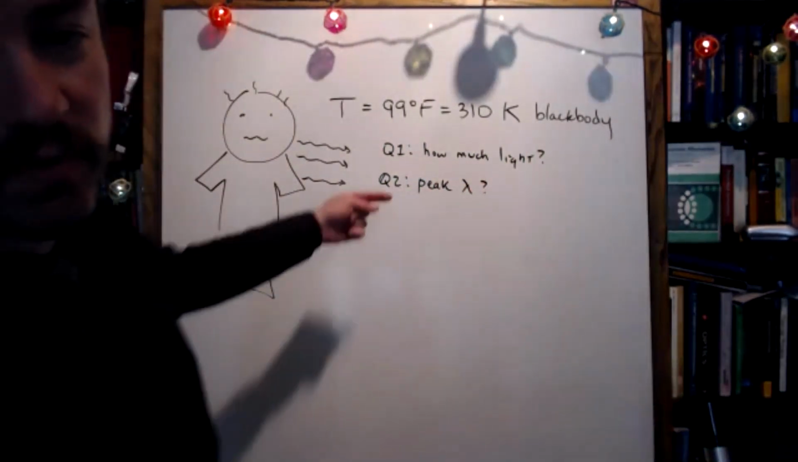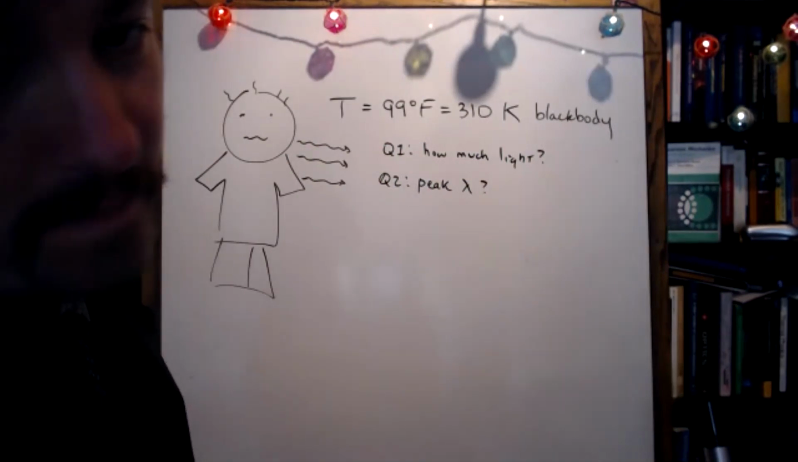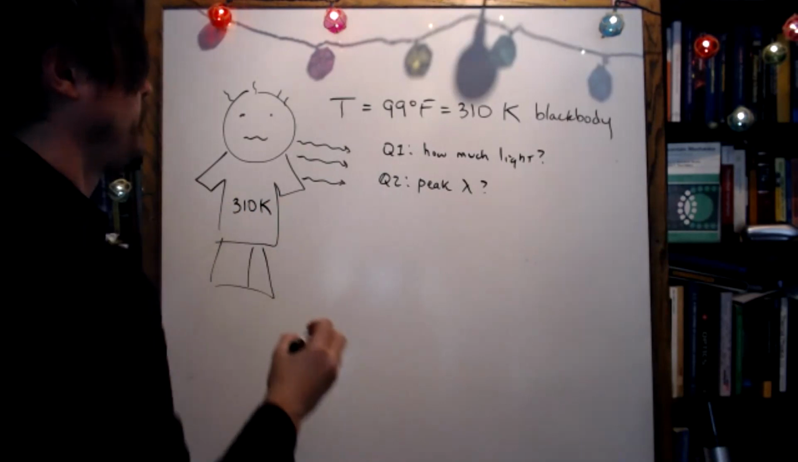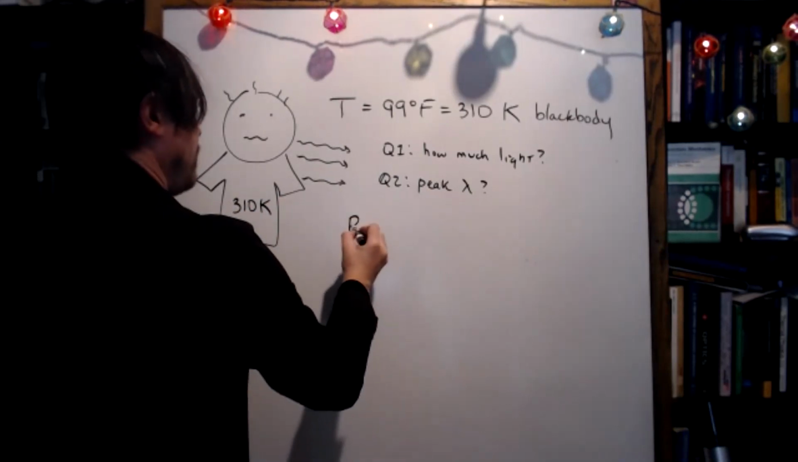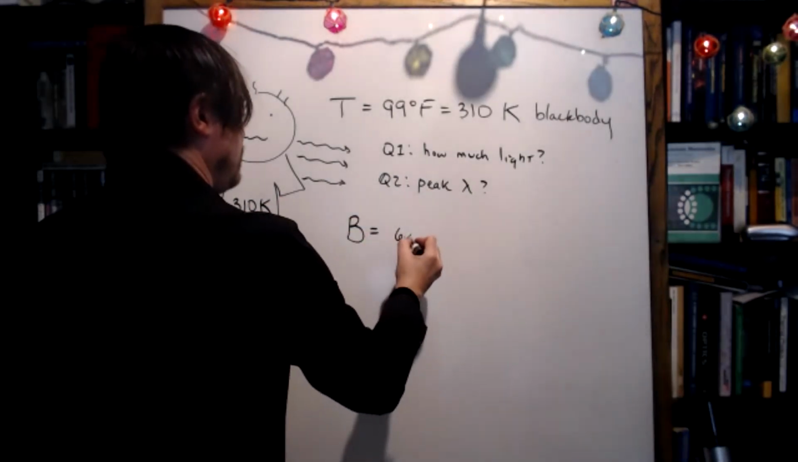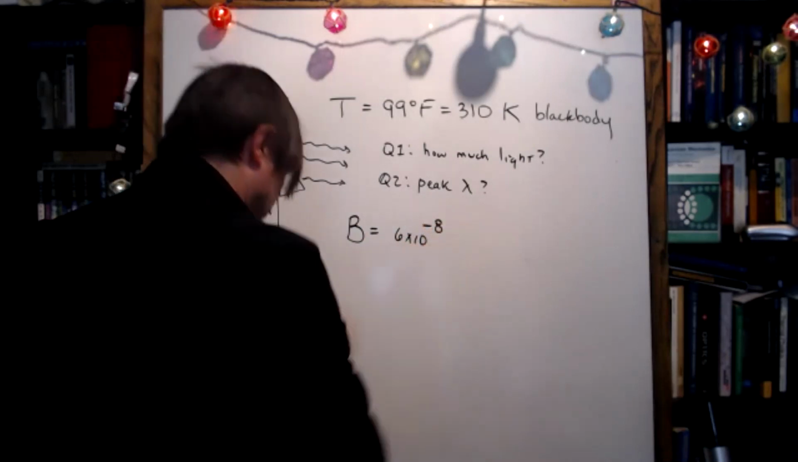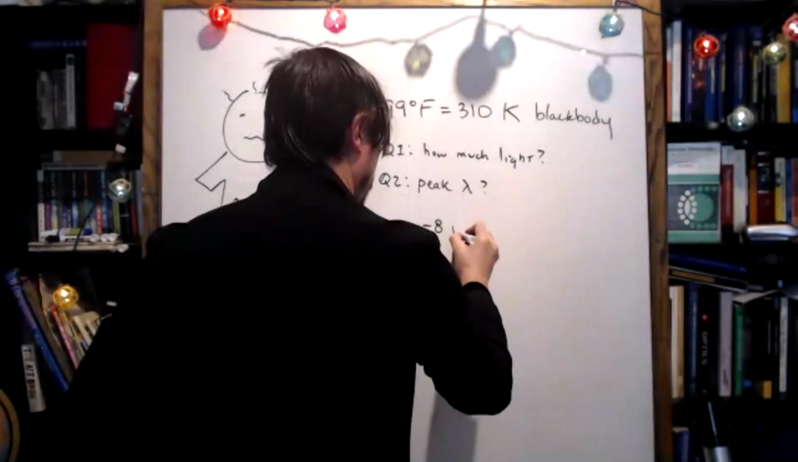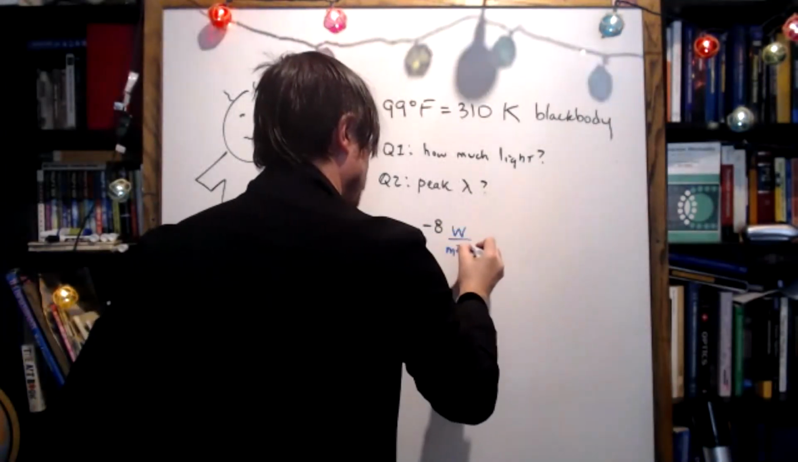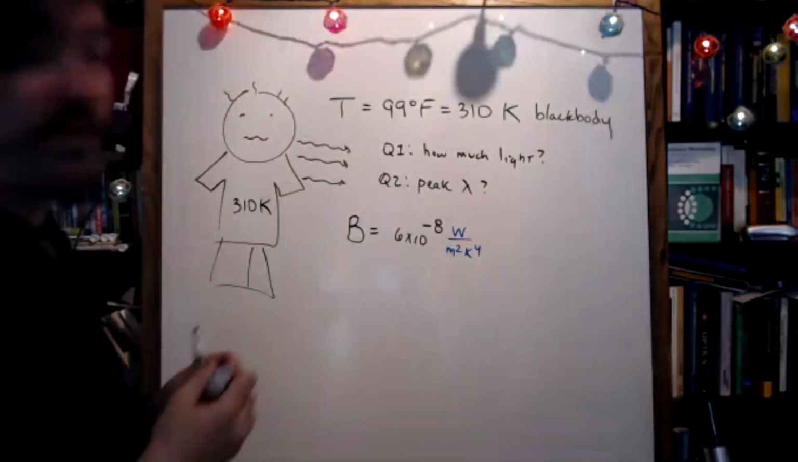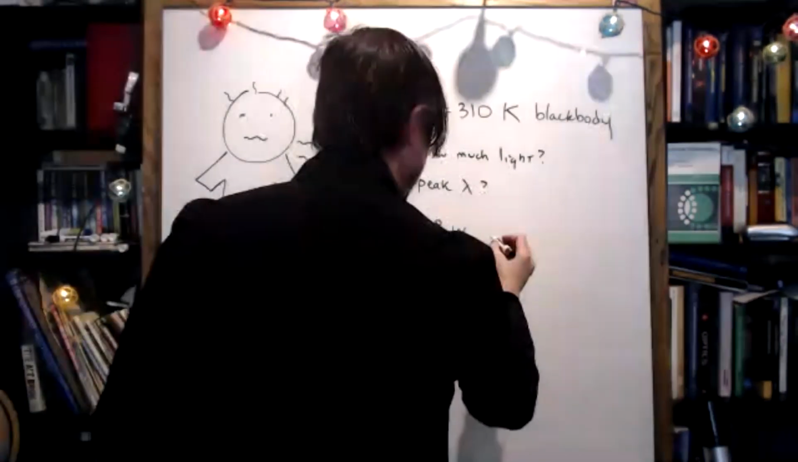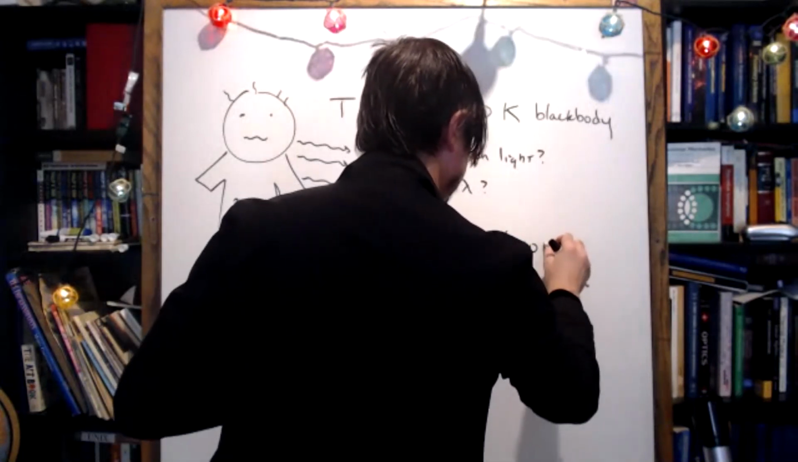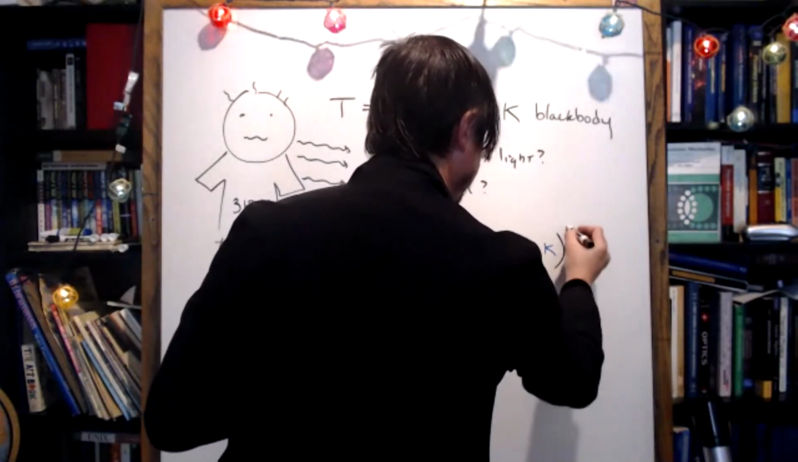All right, you guys know the drill. Which formula answers question 1? The Stefan Boltzmann one. Okay, so let's apply it. The brightness is 6 times 10 to the minus 8. The units are watts per meter squared per Kelvin to the 4th times the temperature, 310 Kelvin to the 4th power.